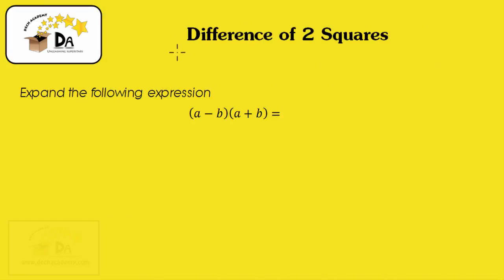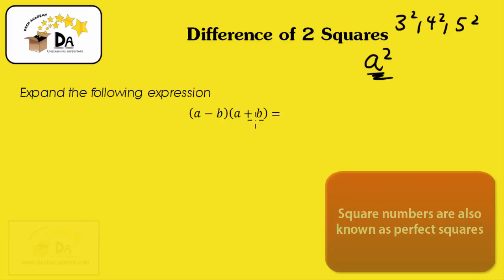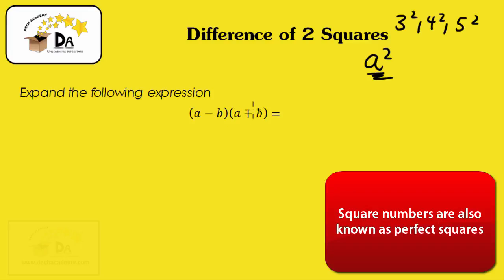This video deals with the difference of two squares, where difference refers to the subtraction of a term from another term, and squares refers to square numbers like 3 squared, 4 squared, 5 squared. So numbers of the form a squared. And to illustrate the concept, we're going to expand the following expression. We've done expansion, and we're going to apply the principle of expansion to this expression.